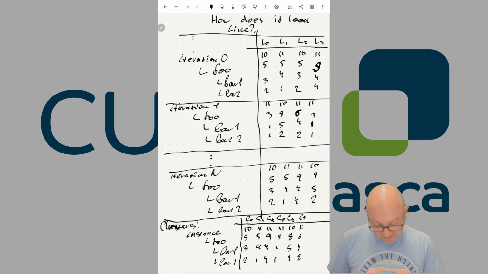Then 10, 5 in the last iteration, location 0. So 10, 5, 3, 2. We have such cluster. 11, 5, 4, 1. We have such cluster. 11, 9, 4, 4. We have such cluster. And 10, 8, 5, 2. We have such cluster. So we obviously need 6 clusters to describe all performance data, and actually pretty much exactly, because we made it like that.